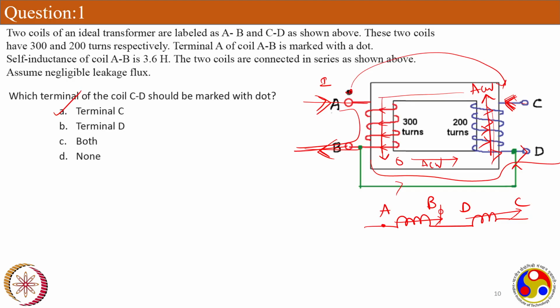And if C comes up, the current will have a clockwise direction, so it can't be in this direction. And current should leave the C. Yeah, same thing. Yeah, current should leave the C then. Leave the C, but the dot will remain there.